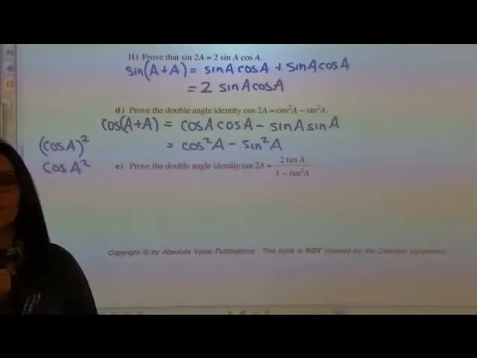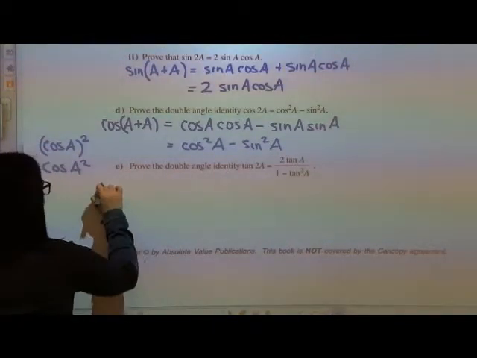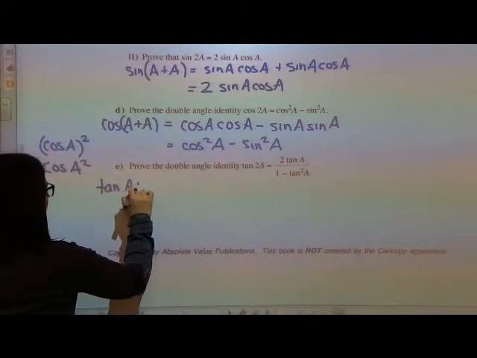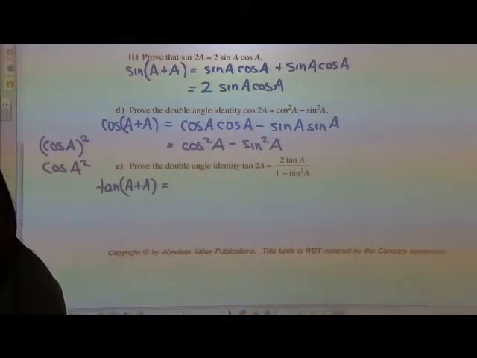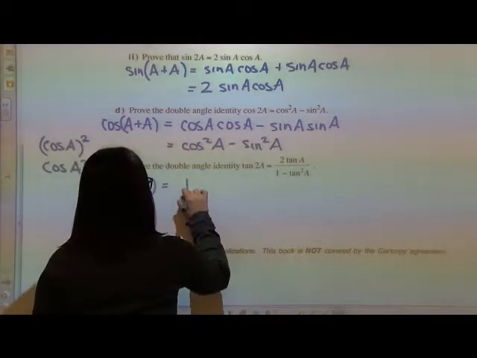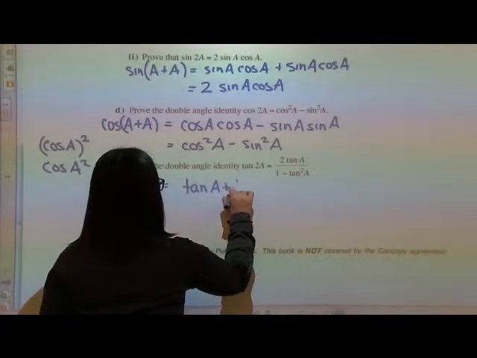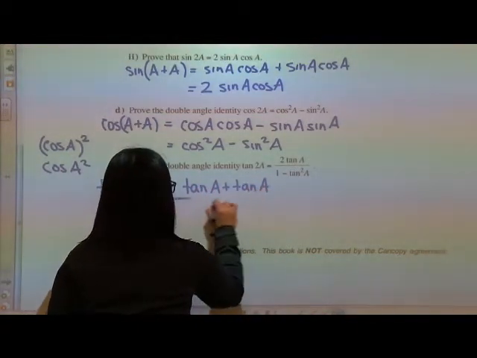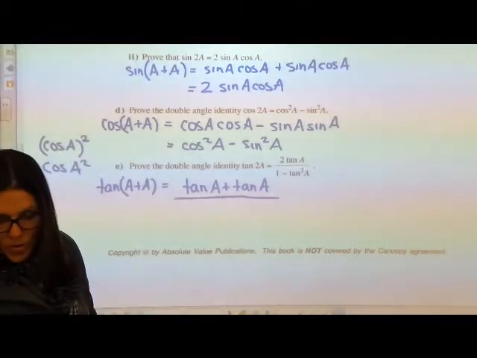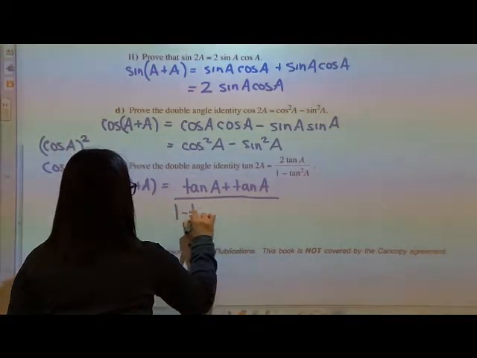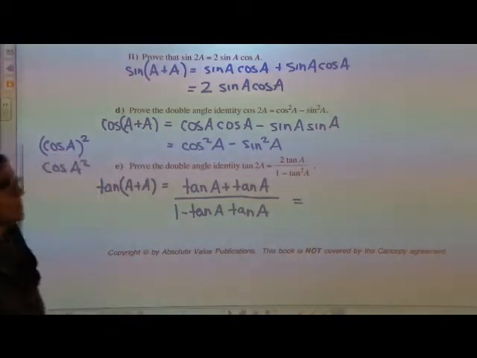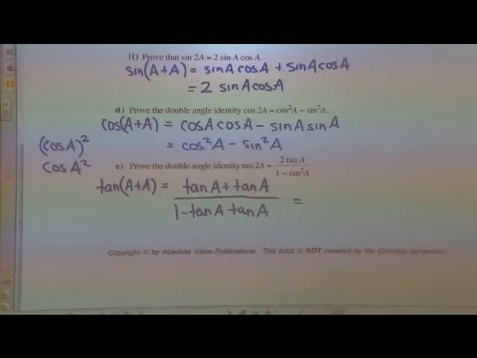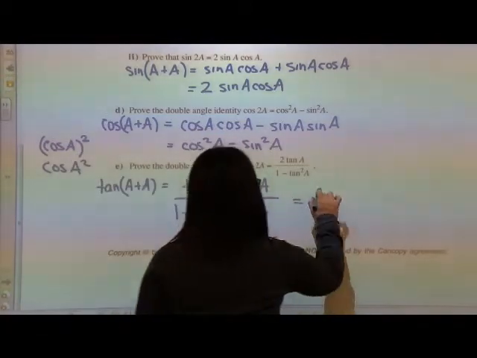And now we're going to do the same thing for tan 2a. So tan 2a would be tan a plus a, which would be tan a plus tan a on the top, and then on the bottom would be 1 minus tan a tan a. So if I take tan a and I add it to itself, what do I have? 2 tan a.